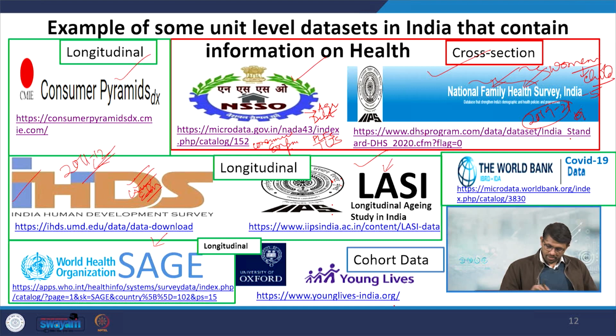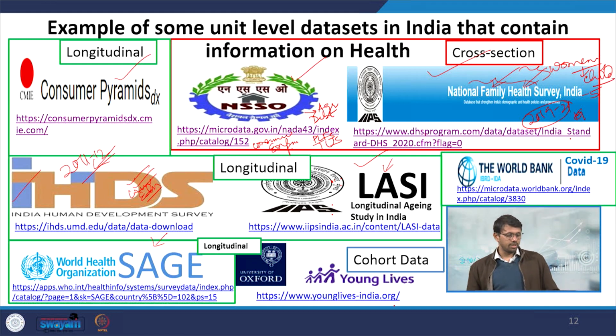All the links are given. I am not going to open them at this moment. ISDS has 2 rounds. But Consumer Pyramids is claiming to be the biggest longitudinal data. It has covered so many rounds. You will get interesting aspects on consumer expenditure, even on health issues as well. There are 27 rounds of these consumer surveys. You can follow it from the CMIE site.